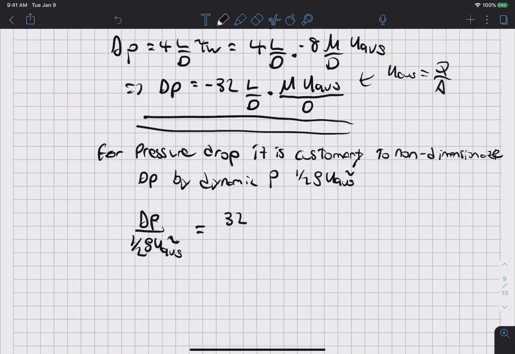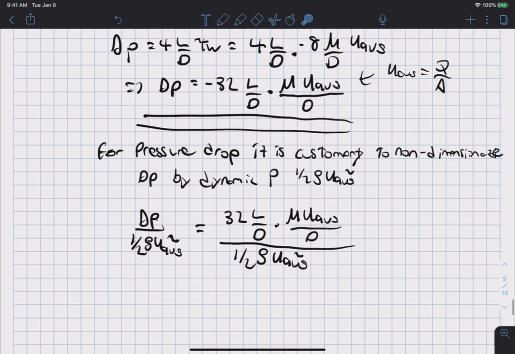So times 32 L over D times mu U average over D, divided by the dynamic pressure, 1/2 rho U averaged squared. And you can get this non-dimensional parameter using Buckingham Pi, sans this 1/2. Remember I said when I did Buckingham Pi that it's customary in some applications to multiply the non-dimensional parameters by factors of 2 or 1/2 and things like that. And this is one of those cases, because this parameter down here is the dynamic pressure by definition.